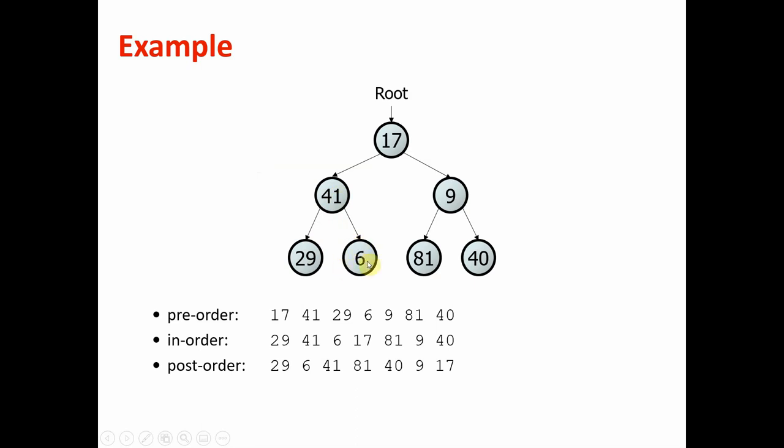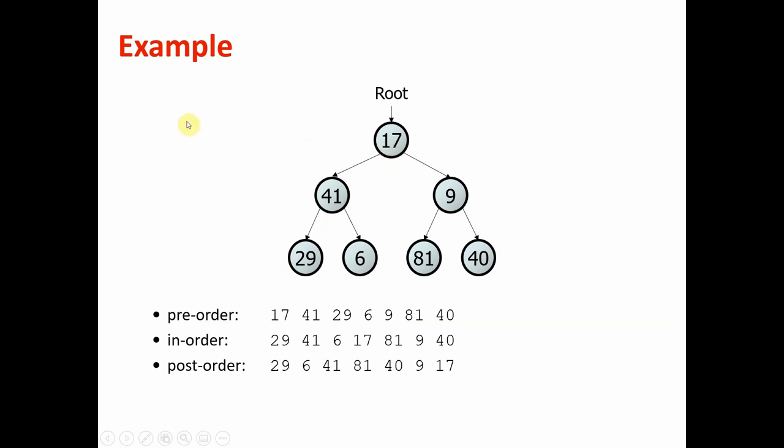We get to this node. This node doesn't have any left subtree, okay? So it doesn't have any left child, right? So now we can visit the node itself. So it's going to be 29, 41, 6. And this one also doesn't have any right child, right? So now this is done. We visited all the nodes to the left of 17.